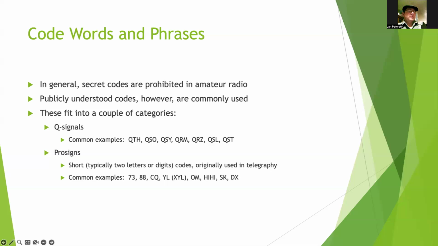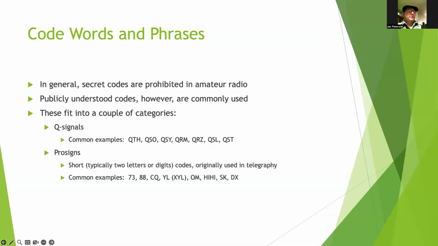Prosigns are a different type of thing. They're typically 2 letters or 2 digits, and they're codes that were originally used on the telegraph, and they're used to replace common expressions. Some you will encounter: people will say 73 to you, and 73 means best regards. Now you will hear people say 73s, but don't say 73s, just say 73, and people will understand what you're talking about.